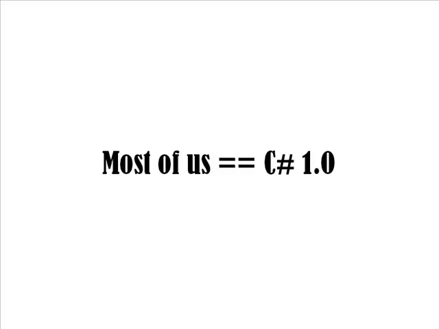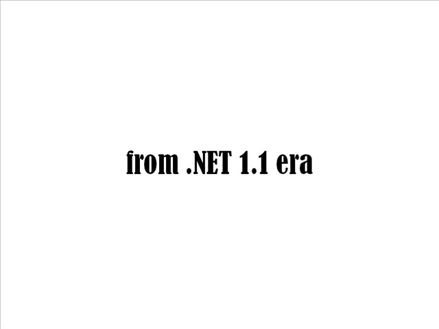Until now, most of us have been programming in C# 1.0. Even if we've got a newer version of the language, we've pretty much treated it as if it were the same old language. We're kind of stuck in that .NET 1.1 era. So what's new since 2003? What changes the way we program?